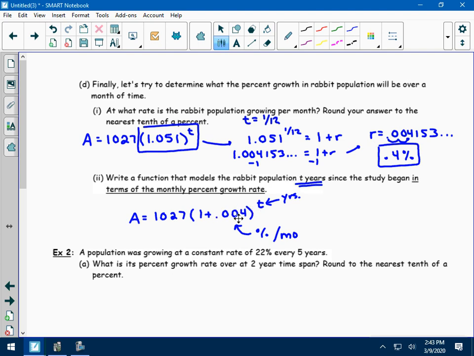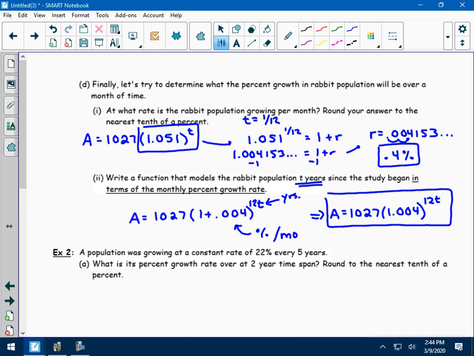Well, if this is the percent per month, if t was 1, how many of those percents should I be multiplying on? 12. Or you can think about it as I raise it to the 1/12th power to get the percent. We've got to cancel that out, so now it's to the 12th power. So my answer would be A equals 1027 times 1.004 raised to the 12t. Okay, good?